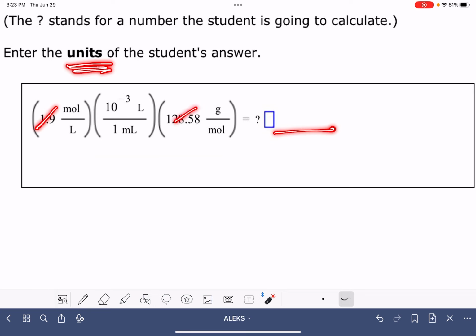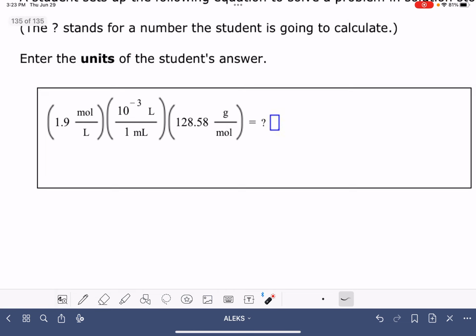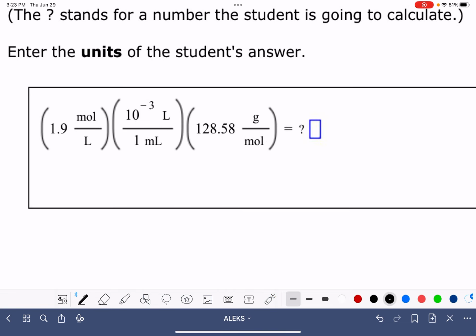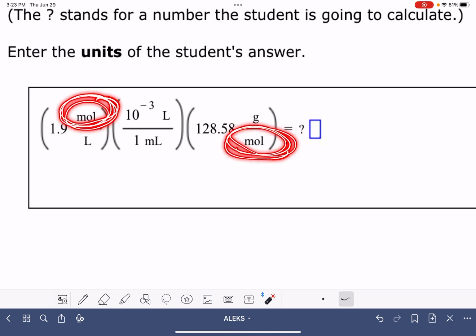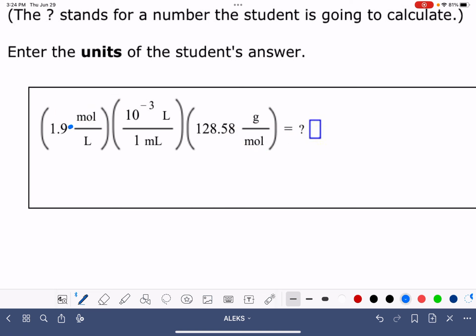So it's not asking you to carry out any of the math. It doesn't want a number over here. It just wants the units. For this version of the problem, what you're going to do is go through and cancel out any unit that is on the top of one fraction and on the bottom of a different fraction. So I can cancel out the mole units on the top of one and the bottom of the other. I can also cancel out my liter units on the top and on the bottom. And that's going to leave me with grams over milliliters.